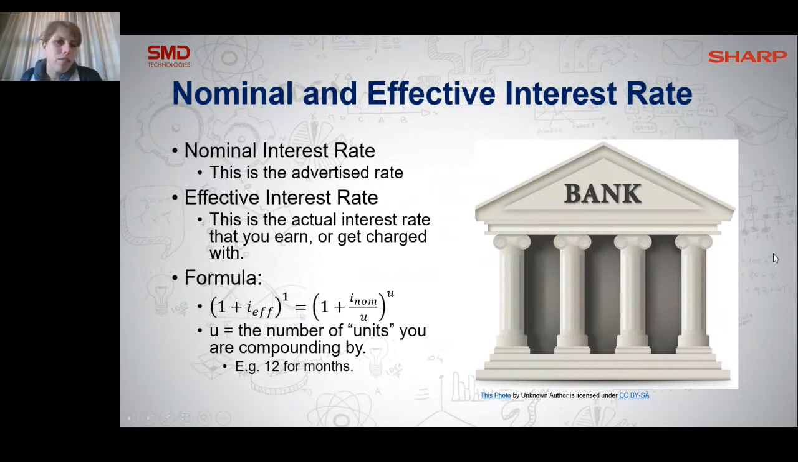Now, nominal and effective interest rate. The effective interest rate is actually the interest rate that you earned. So when we talked about 5% compounded daily, that is not our effective interest rate. That would be our nominal interest rate. So we want to find out what we'd actually earn in interest per year. And that is where this formula comes from.